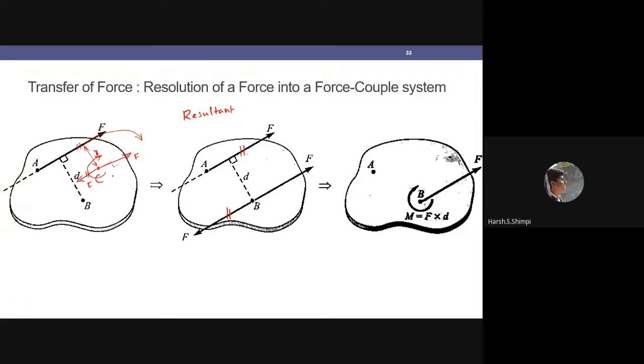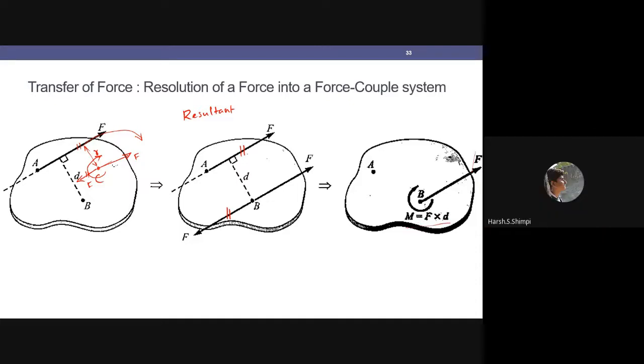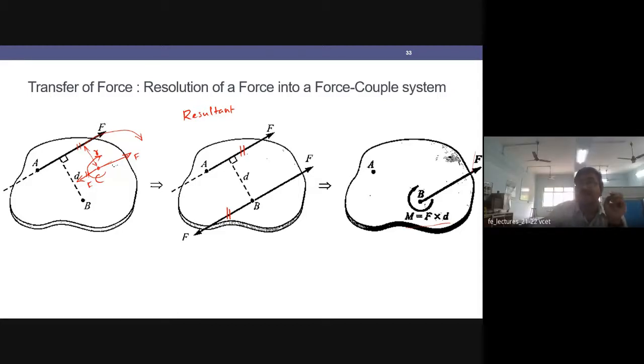Yes, sir. And in addition to that moment which we have created, the force is also there, no? Yes, in addition to the force, I have a moment also added. Okay, sir. So if we have to find the resultant in the third figure, if it is asked to find the total effect, then we have to add the single force plus the moment also. Yes, see, there comes the difference.